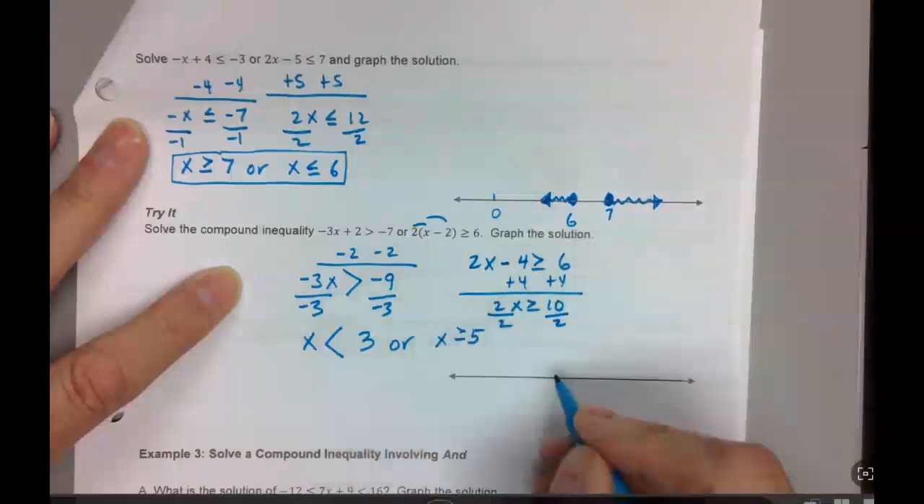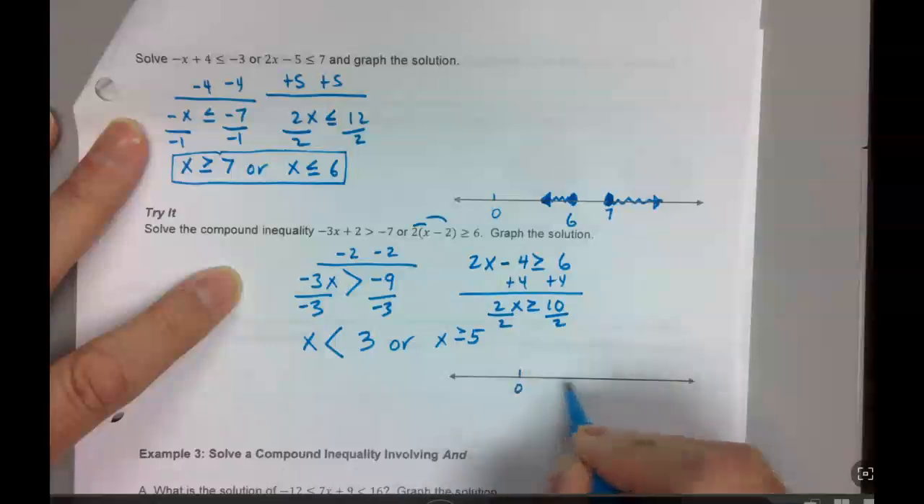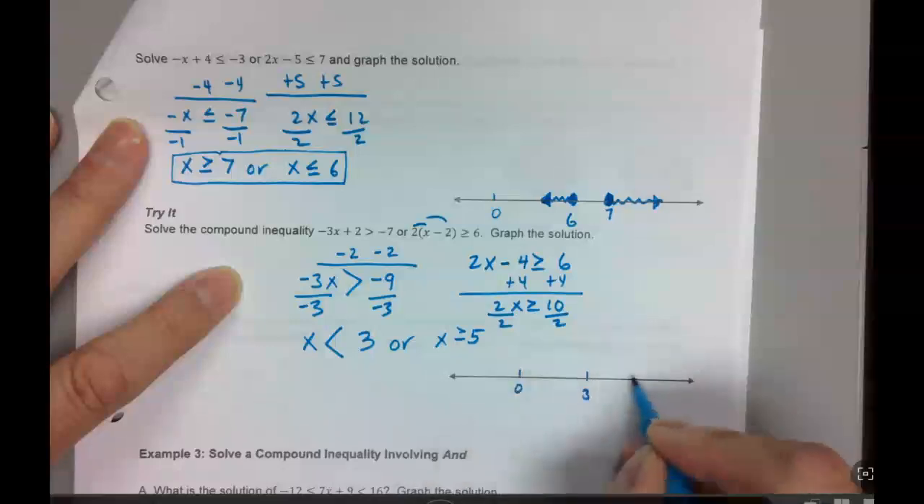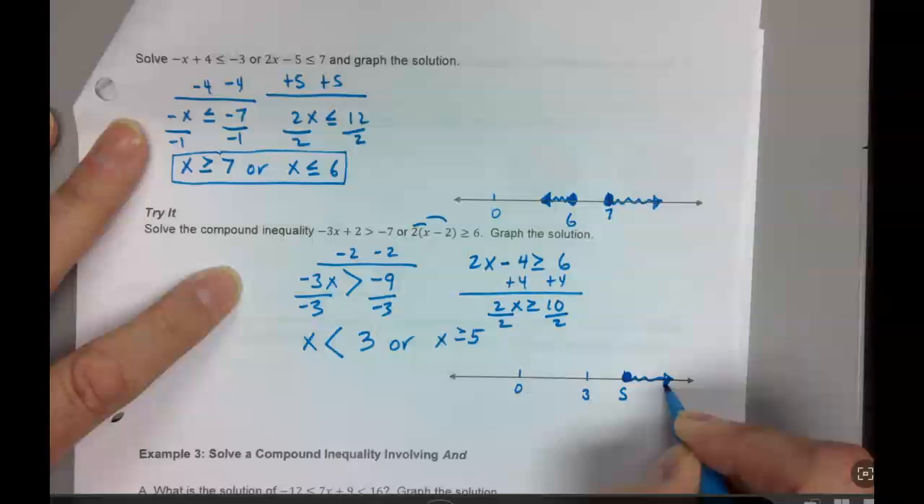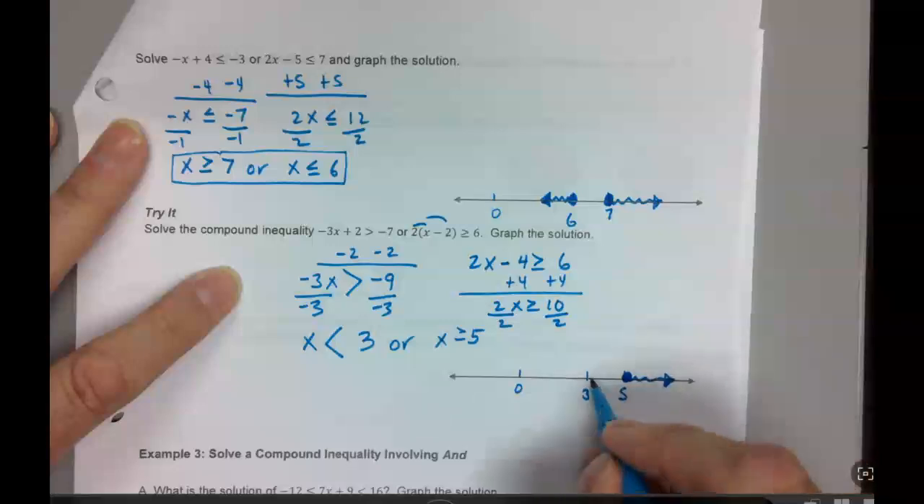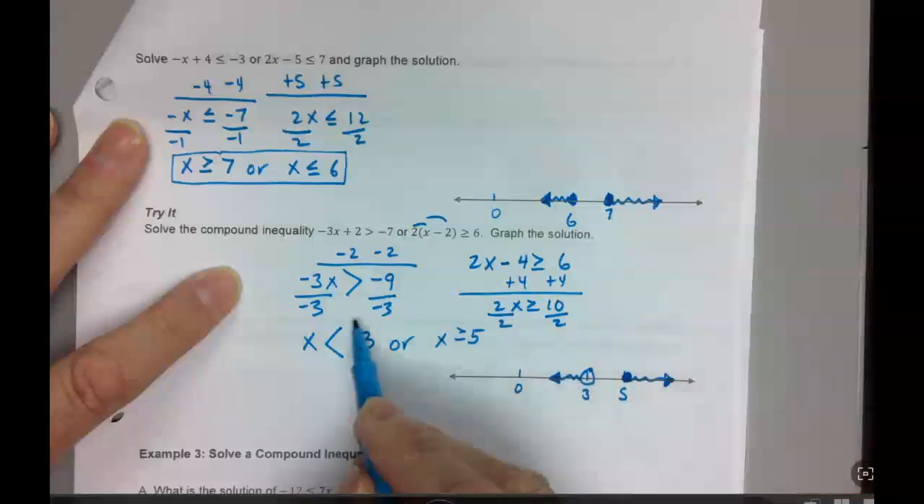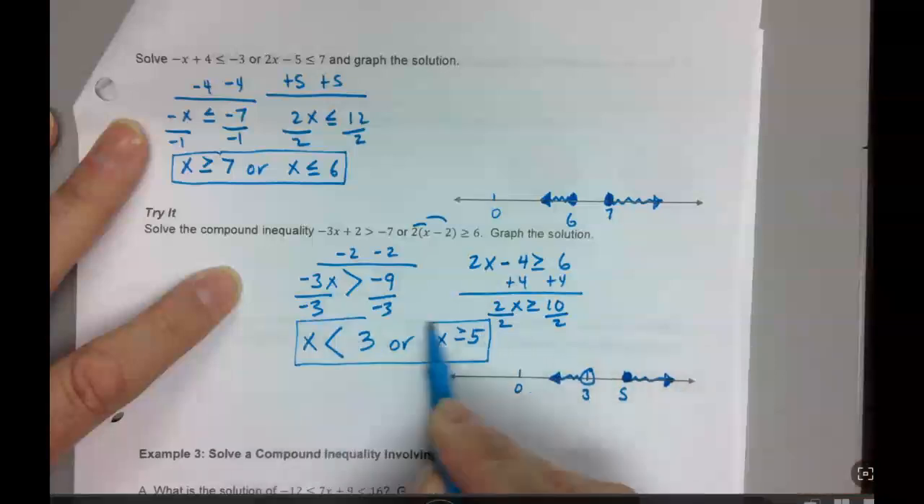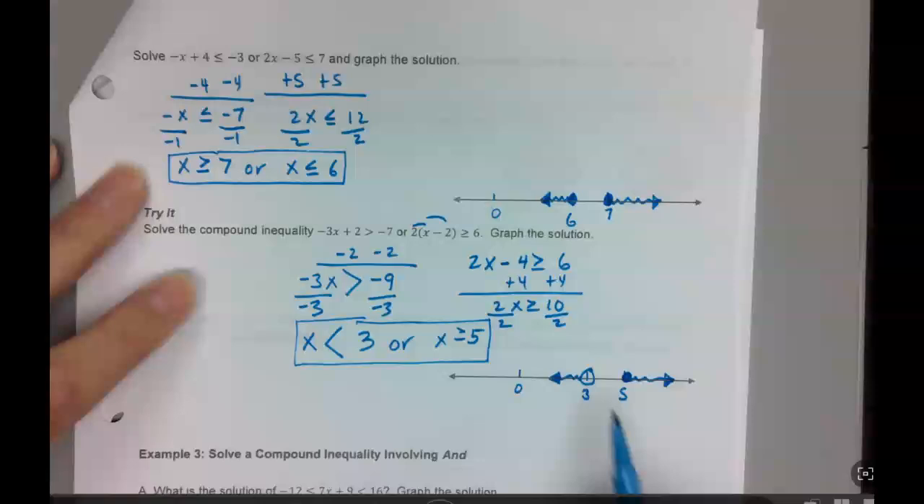So we go to graph this thing. 0, 3, 5. x is greater than or equal to 5 is going this way. And x is less than 3 would be an open circle going this way. So that is the solution, and that is the graph of an OR.